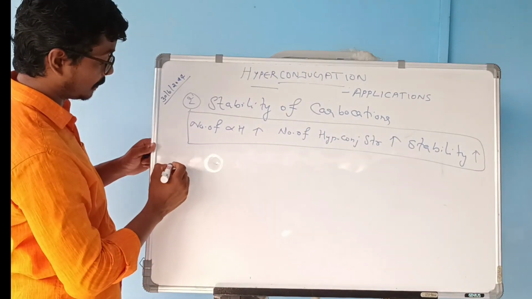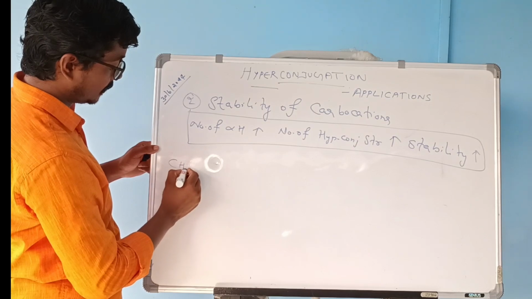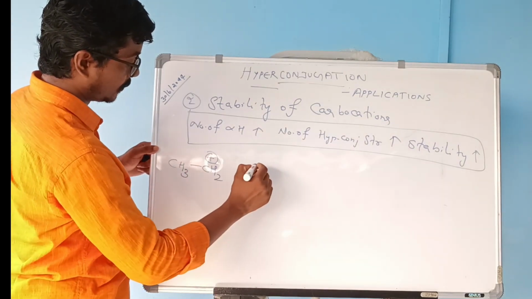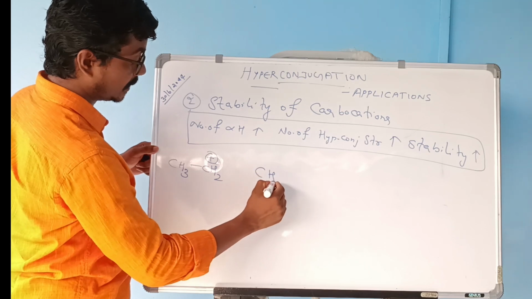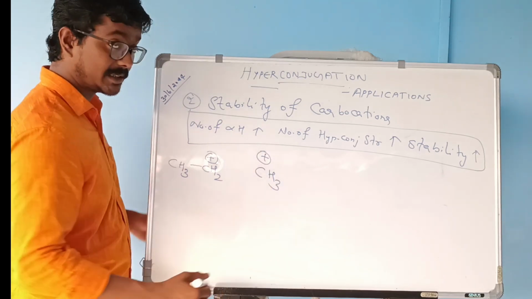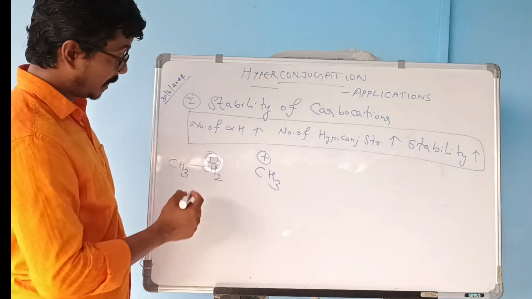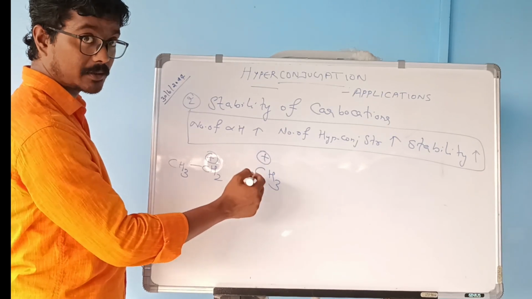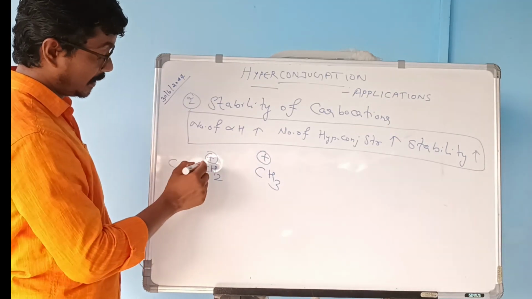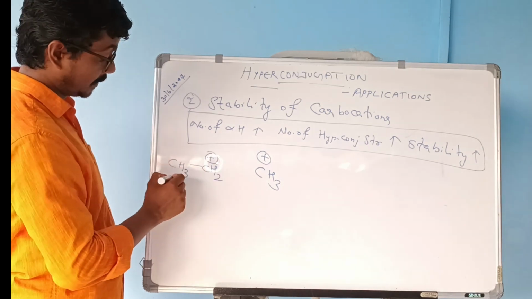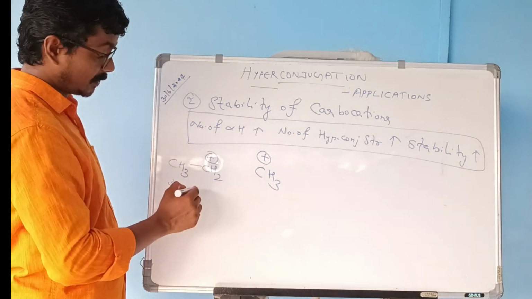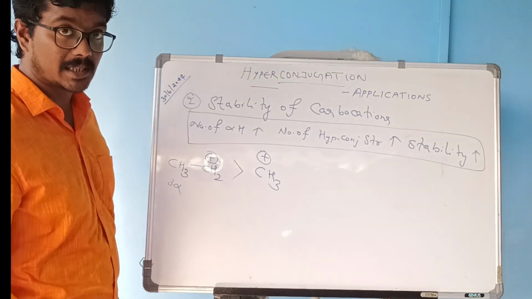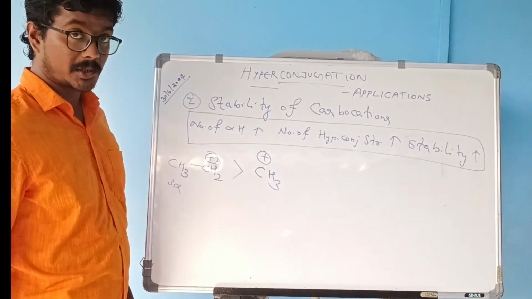Let's consider this example: CH3CH2+ or CH3+. Which is more stable? We can say there is no alpha hydrogen on the methyl carbocation. But in the ethyl carbocation, there are 3 alpha hydrogens. So this is more stable. Ethyl carbocation is more stable than methyl carbocation.